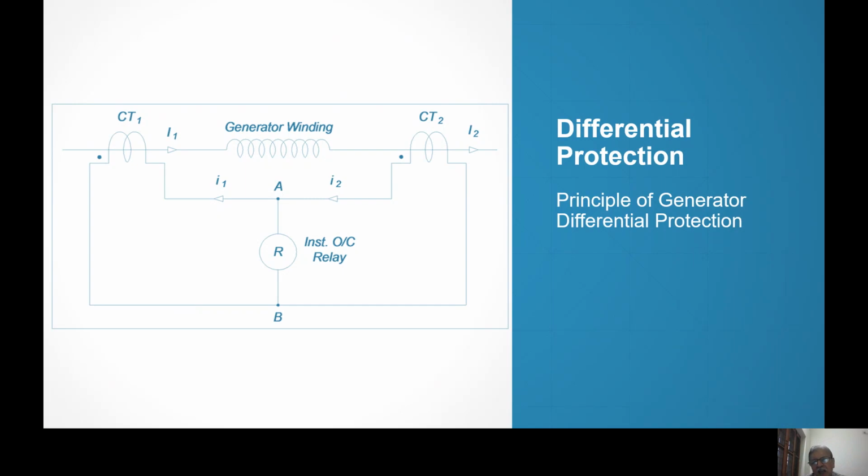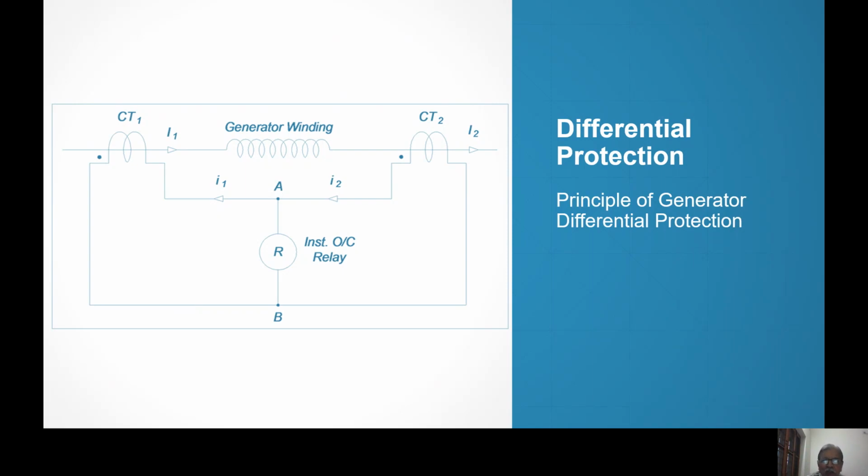And 2 ampere, you see, the rated current for 210 megawatt, 15.75 kV is 9050. CT1 and CT2 are 10,000 by 5 ampere CTs. So it is reproducing 2000 times less. So 2 ampere is 1 milliampere. 1 milliampere current can never be detected by any current operated relay.